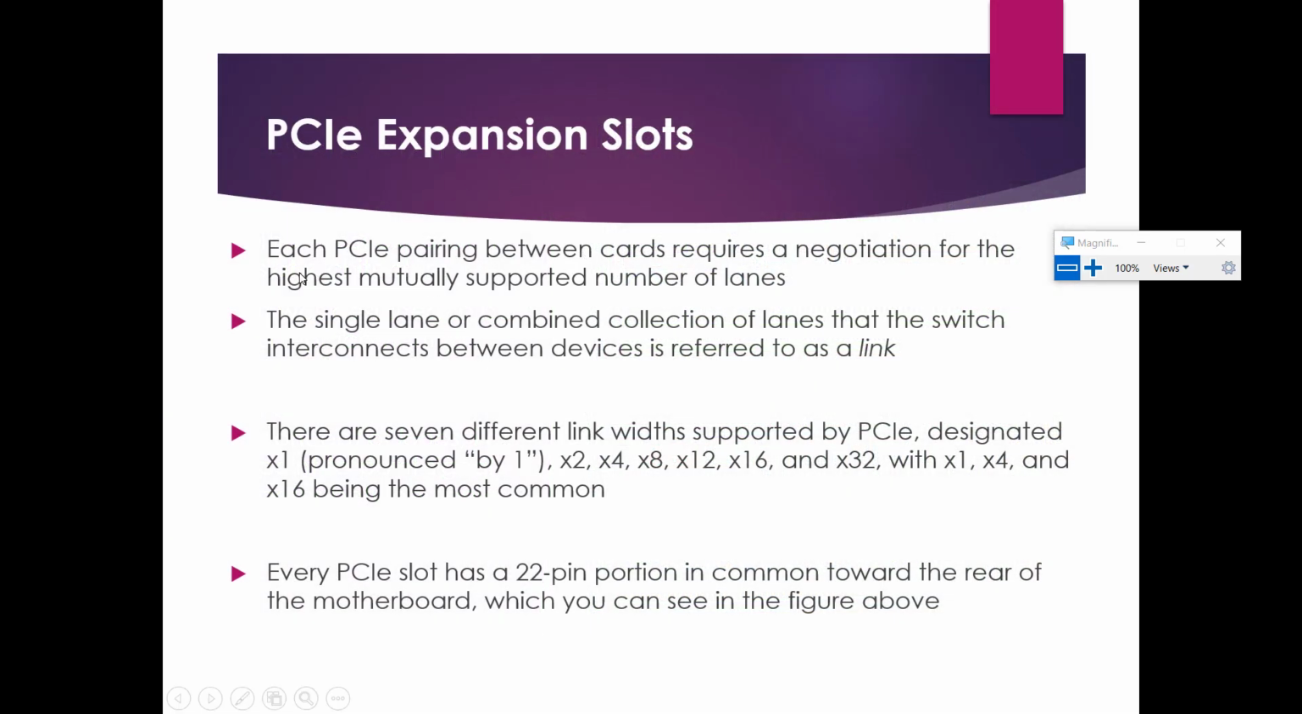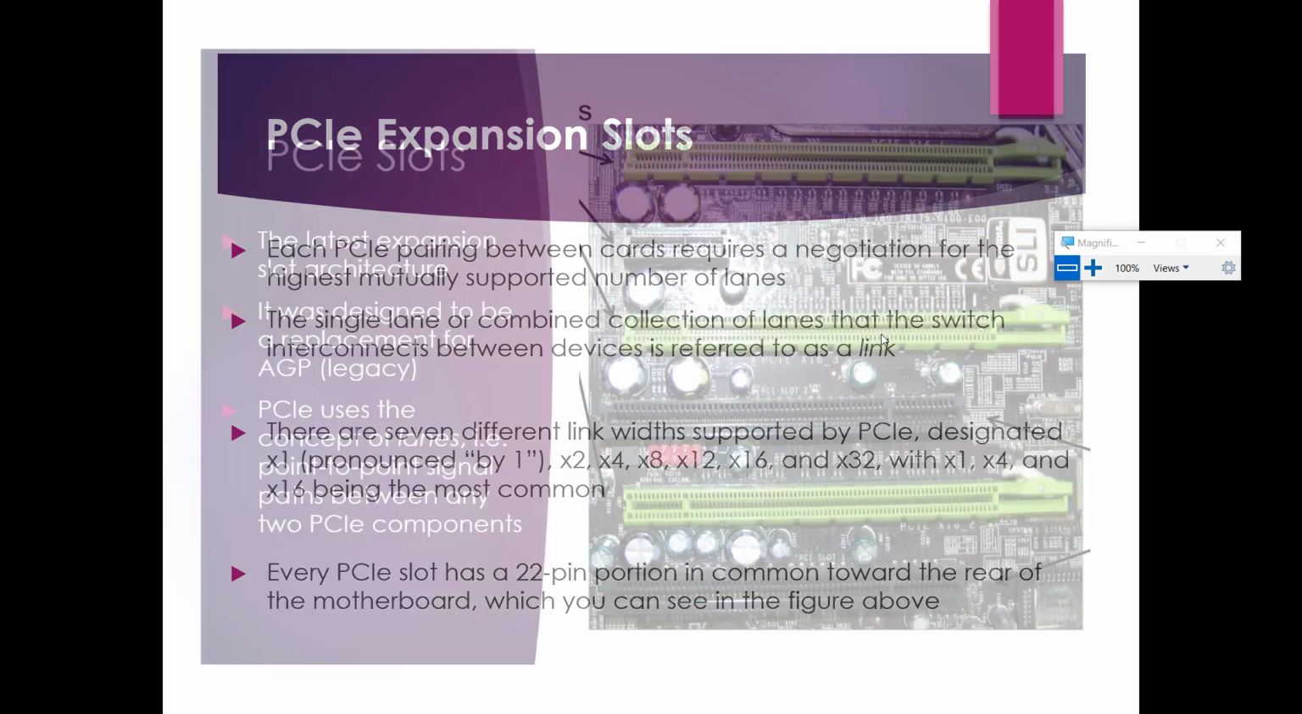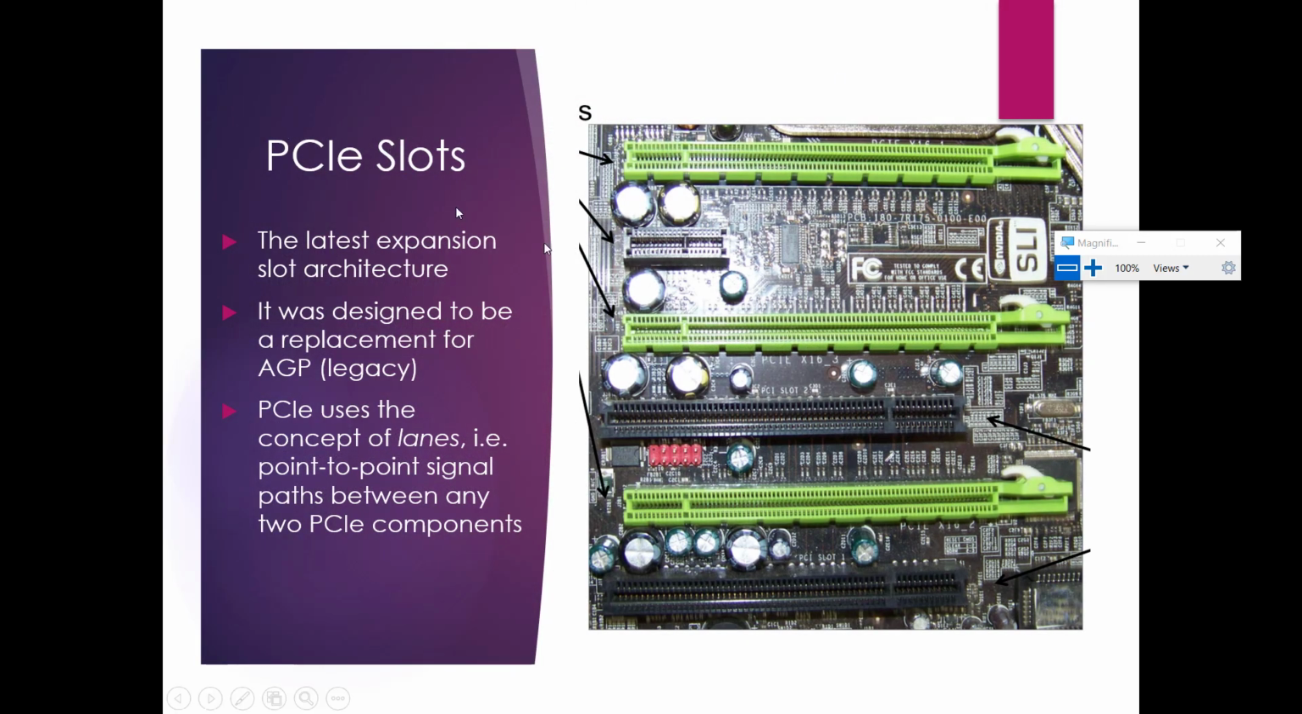PCIe expansion slots: PCIe pairing between cards requires a negotiation of the highest mutually supported number of lanes. The single lane or combined collection of lanes that the switch interconnects between devices is referred to as a link. Now they go into a deep architecture here, but what they're saying in plain English is, when they start talking about terminologies and the maths involved, it's kind of like, really? So you have to really understand that. What they're saying is these lines are interconnected with the help of buses, and they call them lane 1, lane 2, lane 3 for the architecture of the motherboard. These lanes are mutually connected to each other.